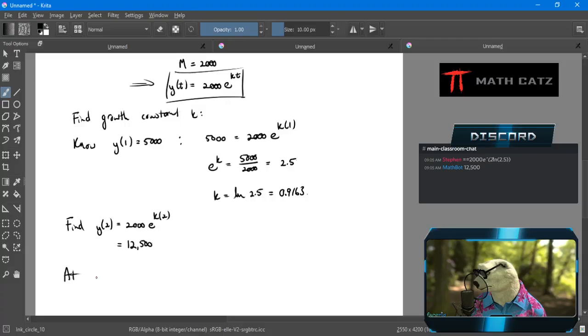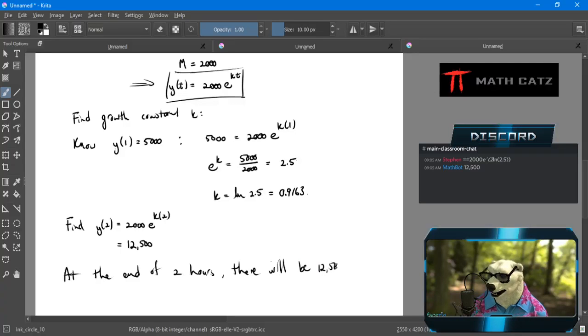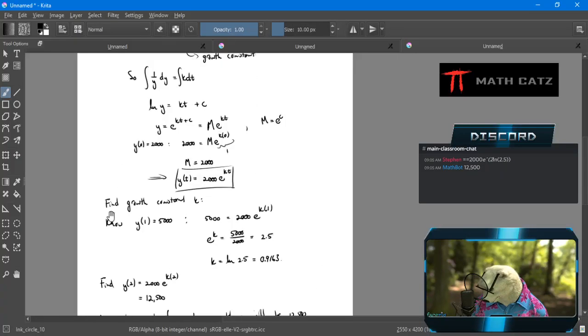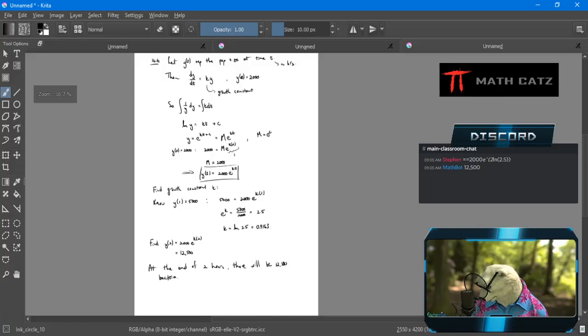At the end of 2 hours, there will be 12,500 bacteria. Sorry, my zeros are a little flat sometimes. And there we go. Let's zoom out. And we'll zoom out some more.